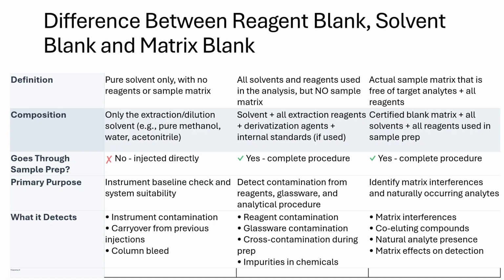Now coming to matrix blank. A matrix blank is your actual sample, but this sample should be free of your target analytes or all reagents. The purpose of running a matrix blank is to identify matrix interferences, co-eluting compounds, natural analyte presence, or matrix effect on detection.